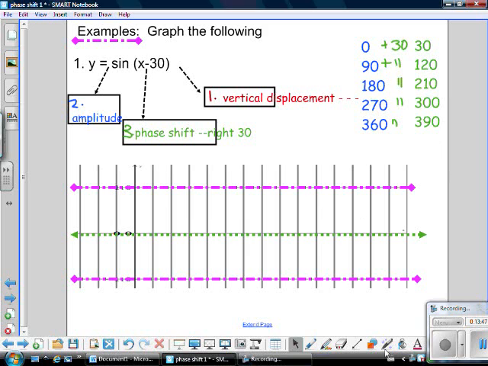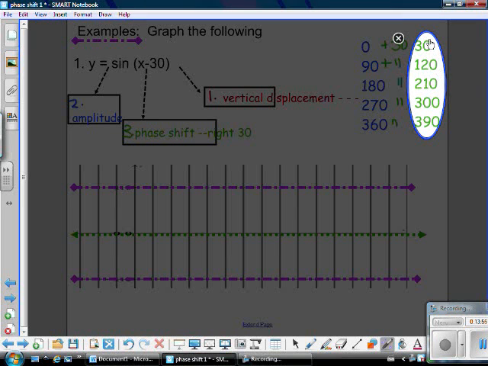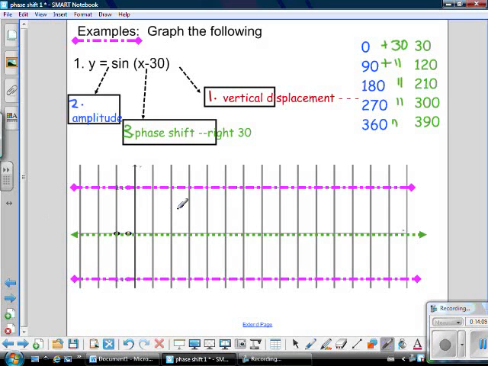Now, if you look closely at those numbers, the distance between each one of them is 90 degrees. Okay? 30 to 120, 120 to 210, 210 to 300, 300 to 390. So the distance between them is 90. Now, it's not that this is really hard. The problem is my first point starts at 30.